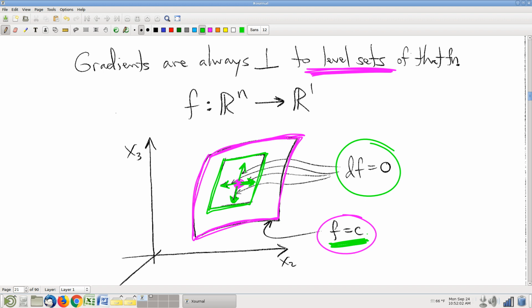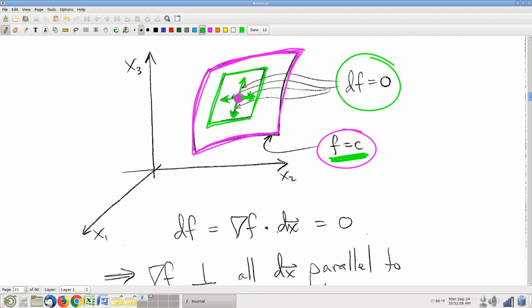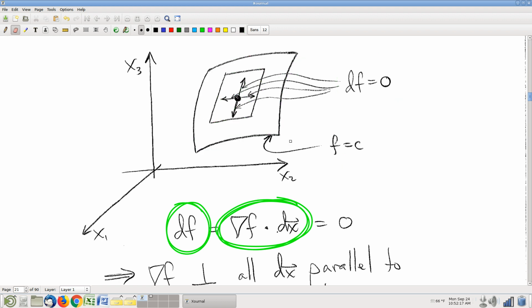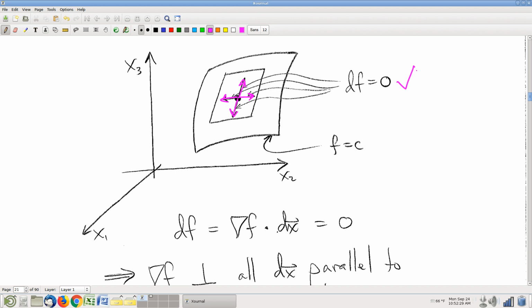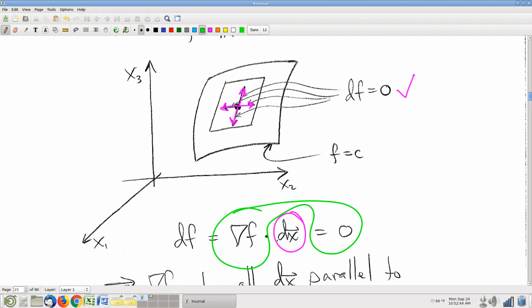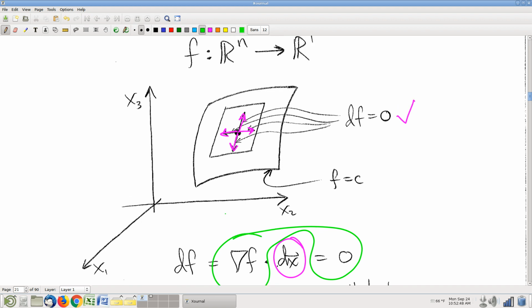Pretty plausible? Now, don't forget how differentials are computed. Differentials are dot products. Gradient dot dx. All right, so now let's clean up this picture a little bit. For all of these differentials of position, we agree that df is equal to 0 for all of those dx vectors. That means that my gradient has got to be perpendicular to all of those dx vectors. What direction could this gradient possibly point if it's perpendicular to all those dx vectors? Well, it's got to be perpendicular to the surface. Plausible? Everybody happy with that?